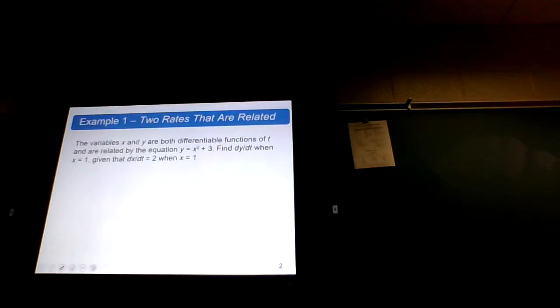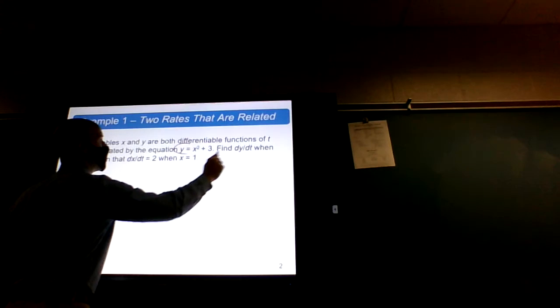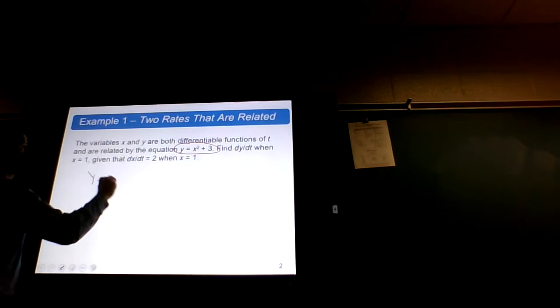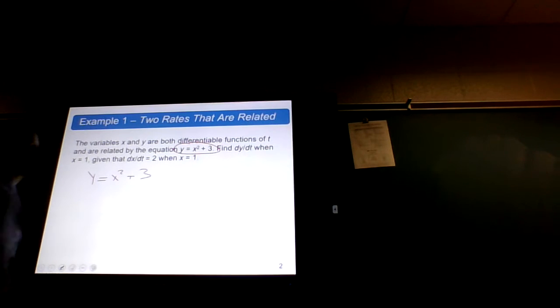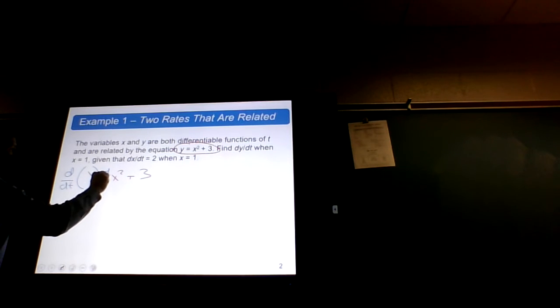So when we look at this first example here, here's the equation. We've got y equals x squared plus 3. Guess what the very first thing you're going to do? You're going to do the derivative with respect to t. You're going to do all of them with respect to t. So we're going to do the derivative of this side with respect to t, and we're going to do the derivative of this side with respect to t. Okay, great.